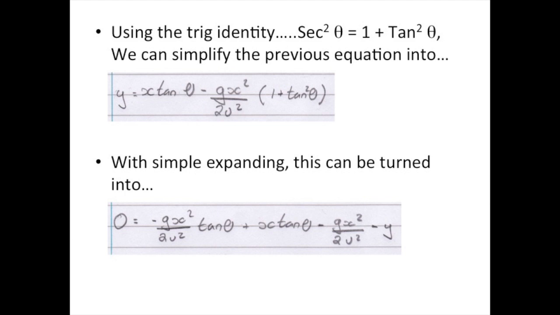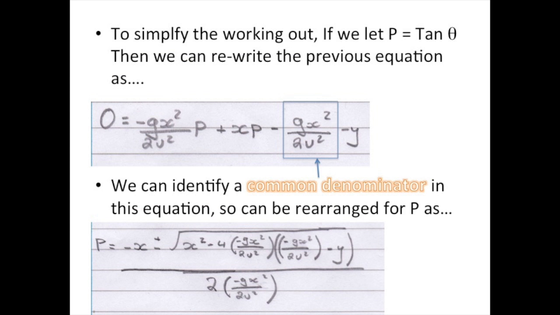Then by simply expanding the answer that we retrieve, we come up with 0 equals minus gx squared over 2u squared times tan squared theta plus x tan theta minus gx squared over 2u squared minus y. So it's getting a bit messy with all these tan thetas. So let's replace tan theta with p, which gives 0 equals minus gx squared over 2u squared times p squared plus xp minus gx squared over 2u squared minus y.